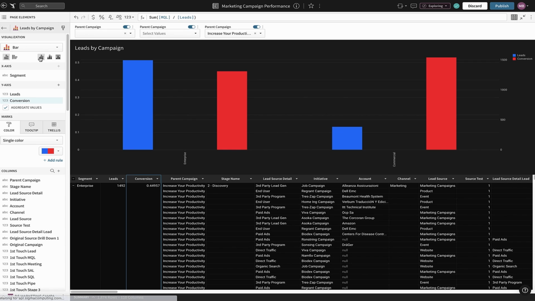Although commercial accounts make up a much smaller percentage of our leads, they are converting into qualified leads at a much higher rate. But maybe this is only a small portion of the overall campaign pipeline.